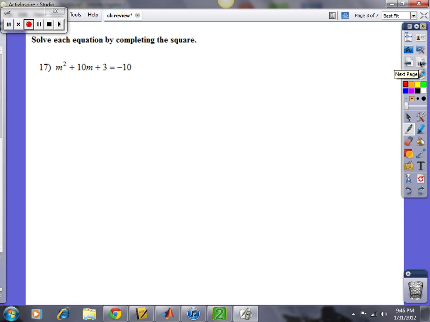Okay, the third method, completing the square. Okay, look at the left hand side, and it is not a perfect square. So you're going to get rid of this. You're going to minus 3 minus 3. This is problem 17. So you got m squared plus 10m equals negative 13.